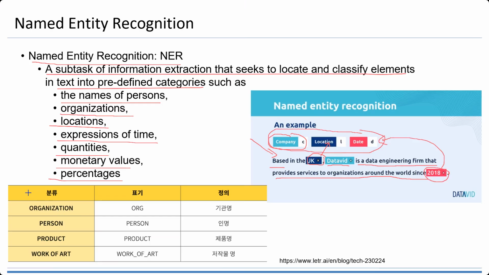In the beginning, maybe we can just follow this kind of category like organization, person, product, work of art. But yeah, you can look at these literatures. There are many kinds of named entity recognition.